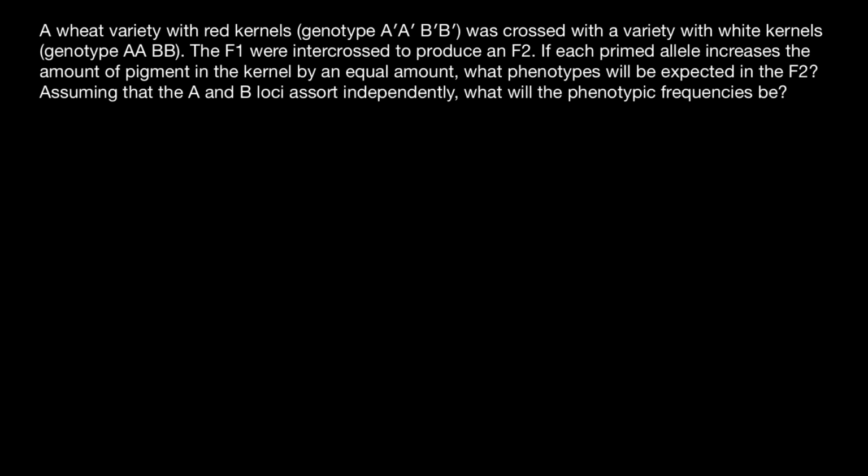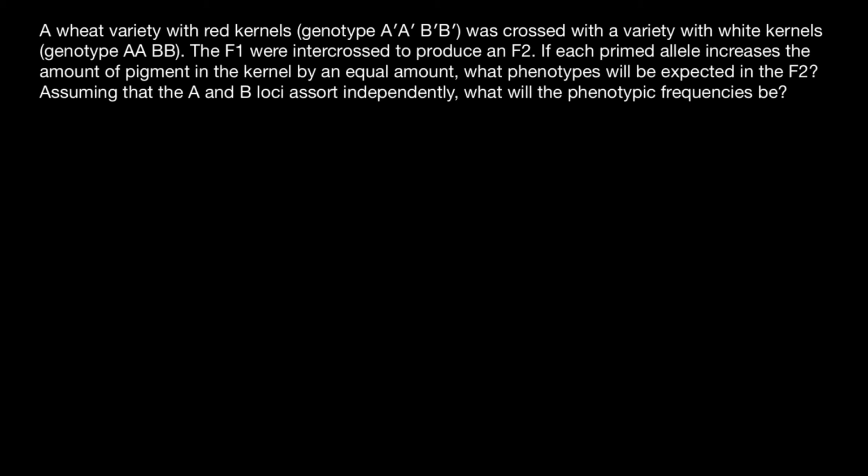The wheat variety with red kernels, genotype A'A'B'B', was crossed with a variety with white kernels, genotype AABB. The F1 were intercrossed to produce the F2 generation. If each primed allele increases the amount of pigment in the kernel by an equal amount, what phenotypes will be expected in the F2 generation? Assuming that the A and B loci assort independently, what will be the phenotypic frequencies?